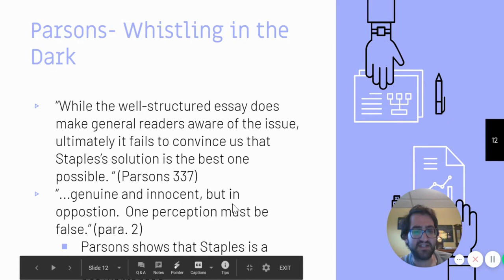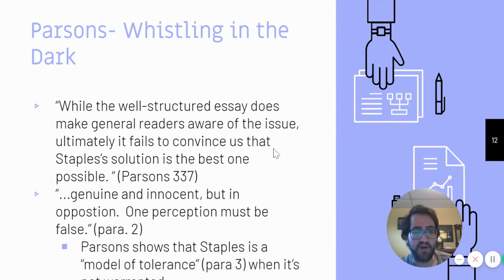Genuine and innocent, but in opposition, one perception must be false. It says there's a false dichotomy that Staples sets up, and Staples is a model of tolerance when it's not warranted. Remember that he, at the end of his piece, says he's ringing a bell like a hiker with bears, right? What this piece points out is he is not doing anything wrong. Staples, the author, by walking around in the middle of the night, is not doing anything wrong, and he's making excuses almost for the people who are afraid of him because of their inherent racism, right?